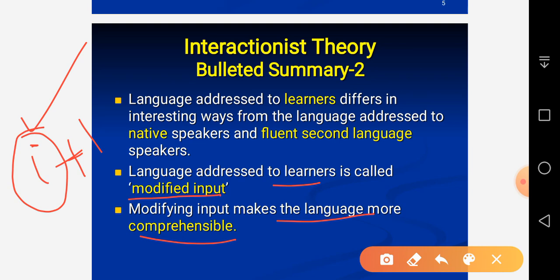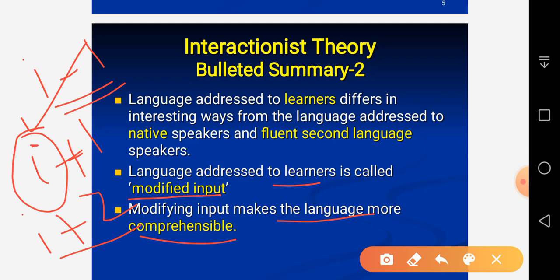And your language should be a little bit higher than the cognitive level of the learner. If it is too high, that is, if it is I plus 2, the learner will not understand it. And if it is I minus 1, again it will be boring for the learner. So your input should be understandable and comprehensible.